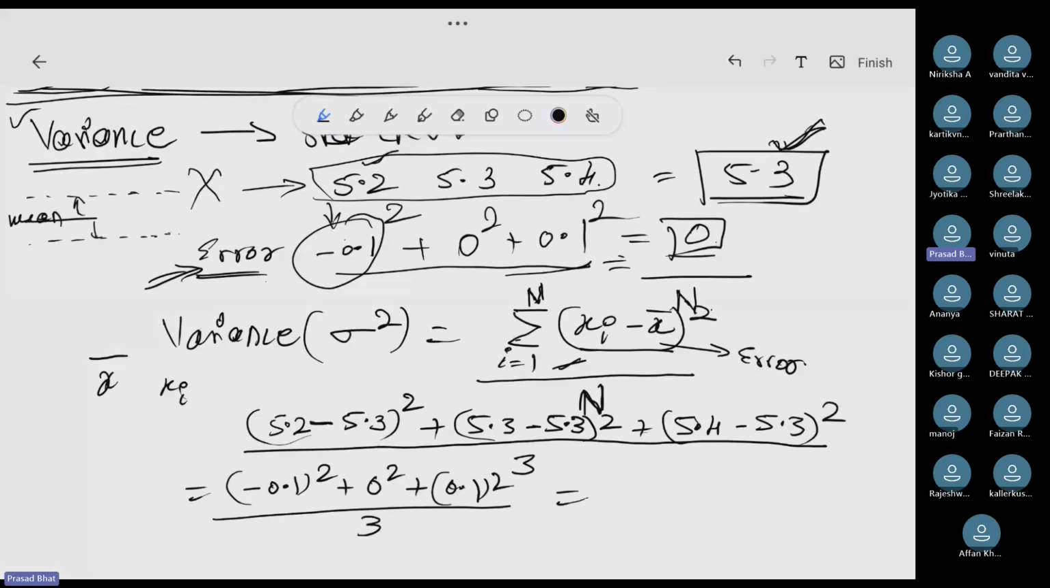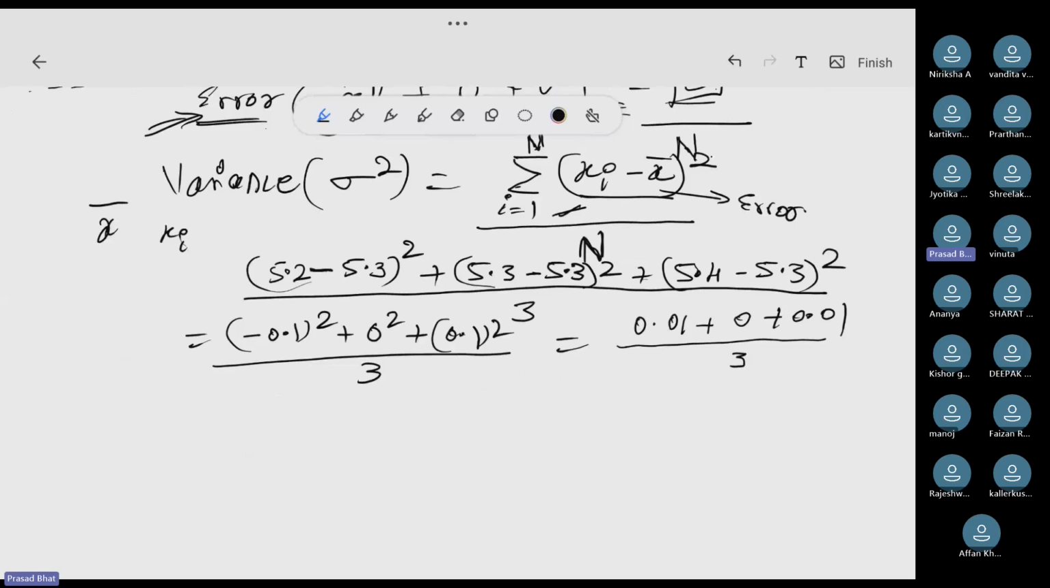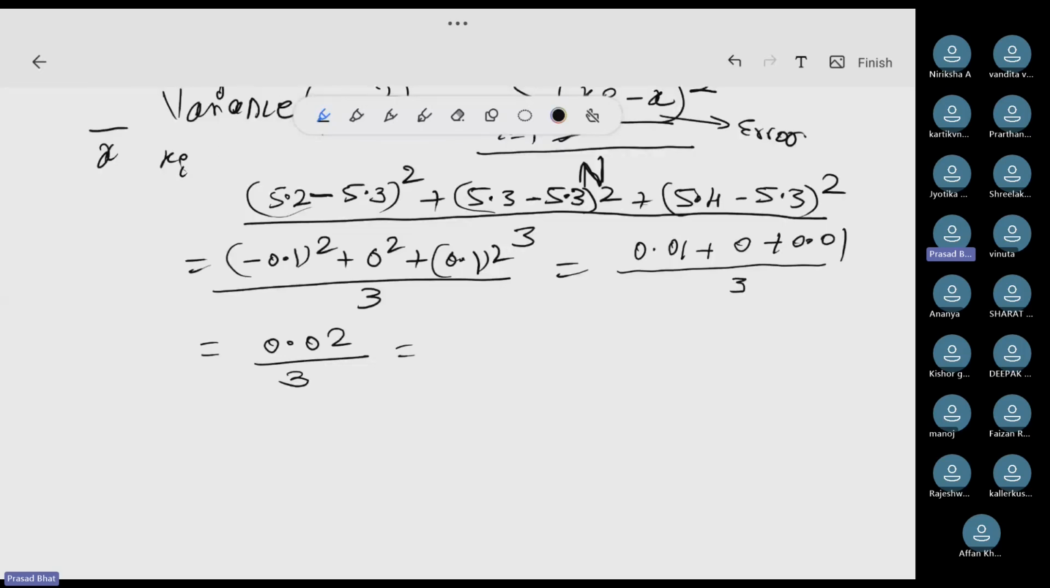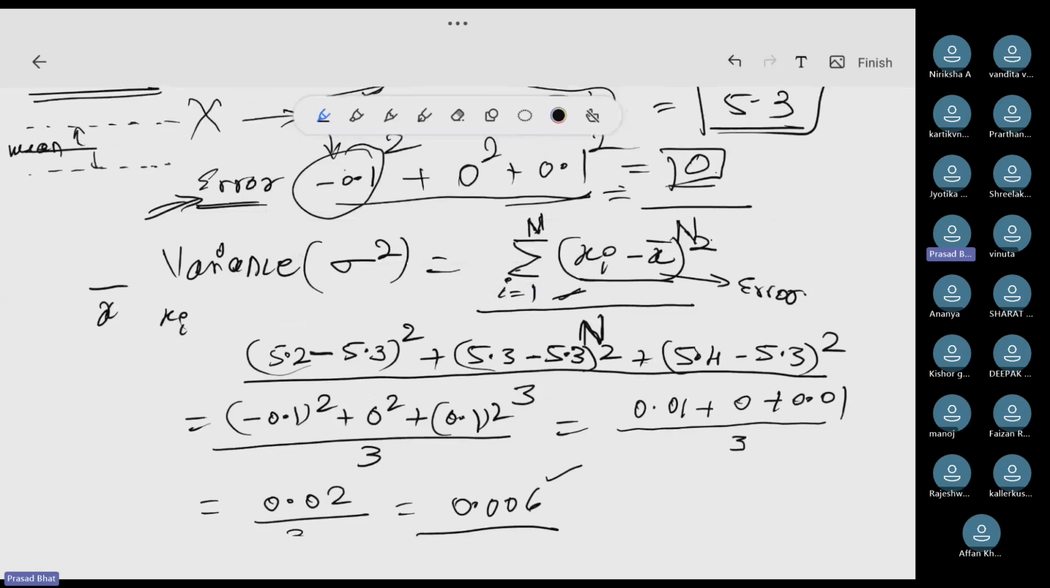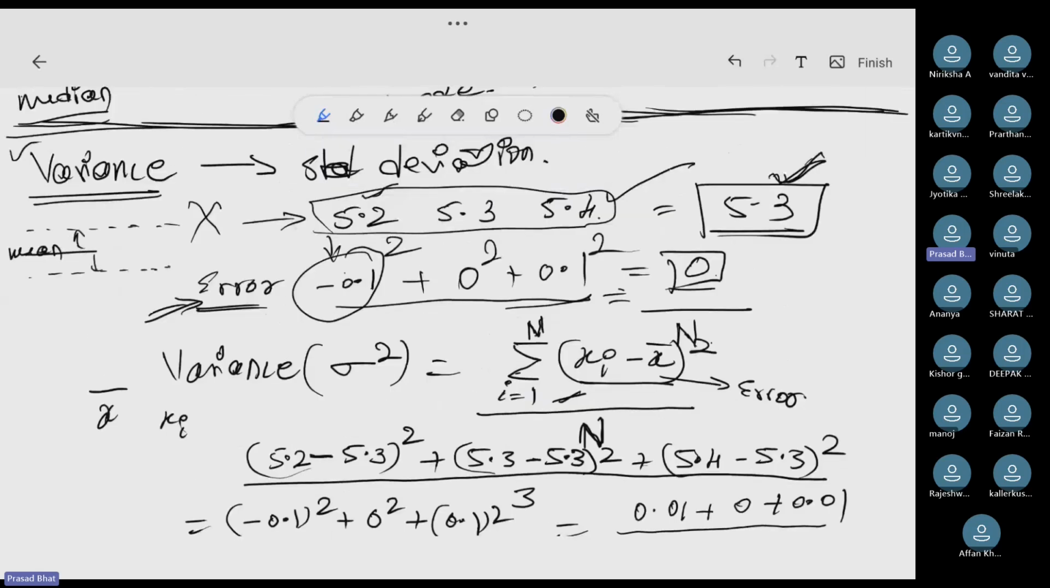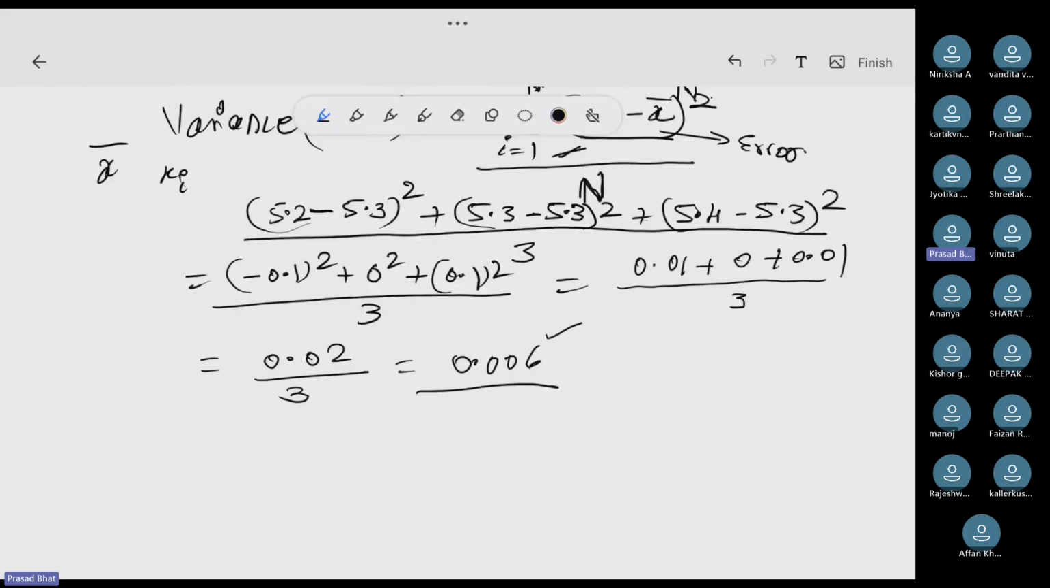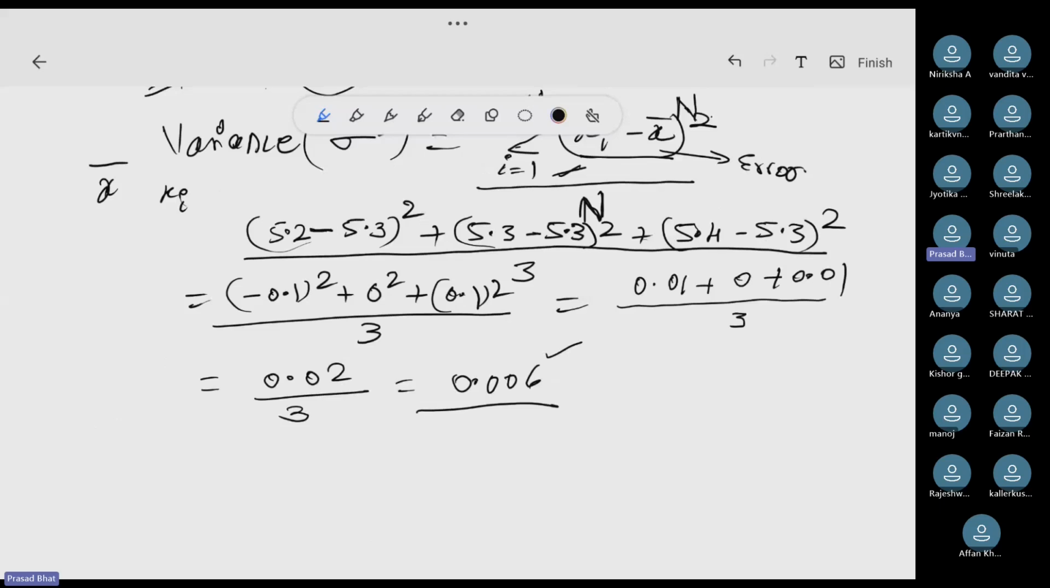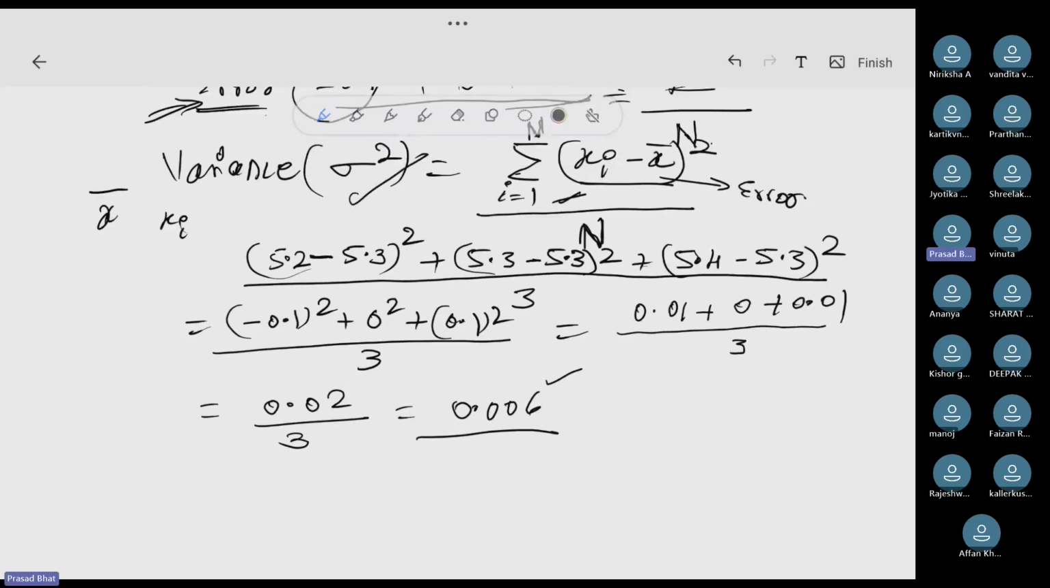Can somebody answer? How much is it going to be? Nobody has calculated. How much is it? Okay, some 2, 3 people. Fine. Cool. At least you guys are listening to the class. All right. So this is the variance that we have for this particular data set. However, one problem with this is that variance has no meaning at all.